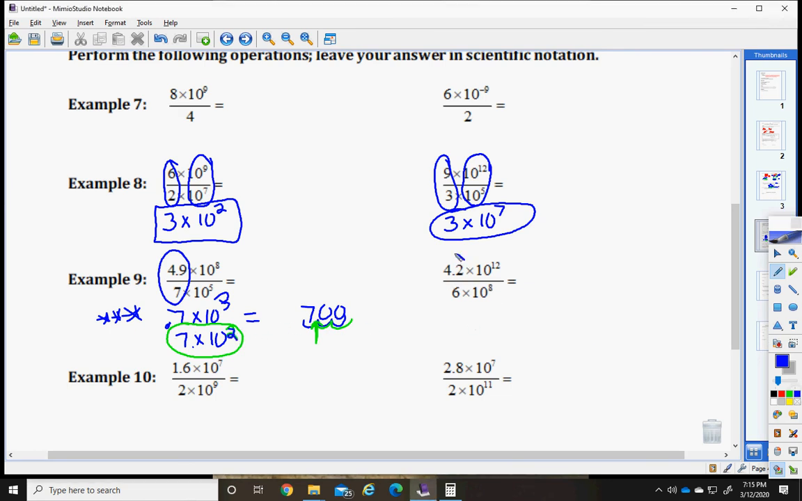The next one, 4.2 divided by 6 is 0.7. 10 to the 12th divided by 10 to the 8th is 10 to the 4th. Not correct scientific notation. I can write it in standard form to maybe help me figure out correct scientific notation. How many times do I have to move it if I start counting from here? It's only 3 times.